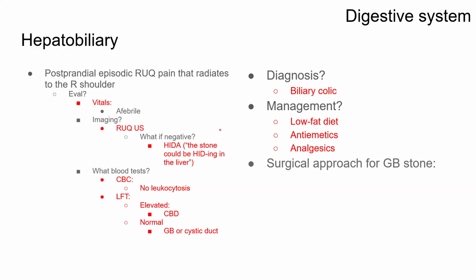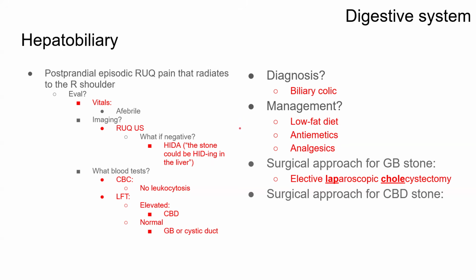But if you want to talk about surgery, the surgical approach for a gallbladder stone, so if there's a stone in the gallbladder, you can get an elective laparoscopic cholecystectomy, or a lap chole, to take out the gallbladder and then therefore get rid of the stones, right? Because statistically, people that have biliary colic are very likely to have biliary colic again. So if you just take out the gallbladder, then they're not going to have it again.